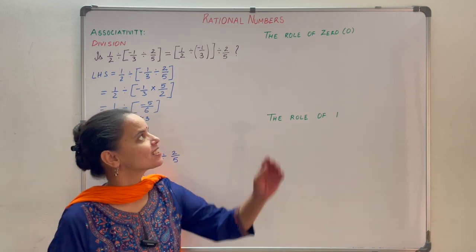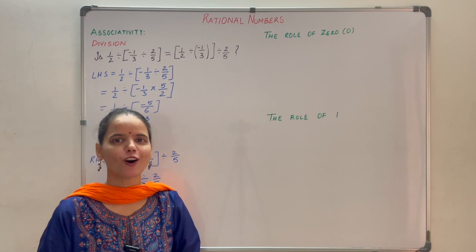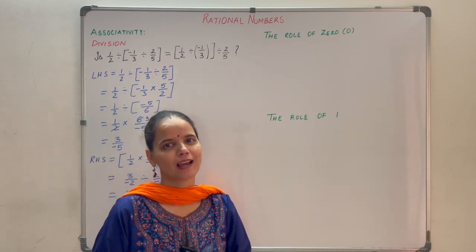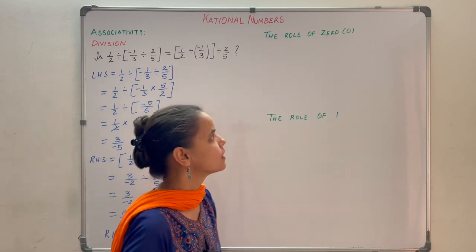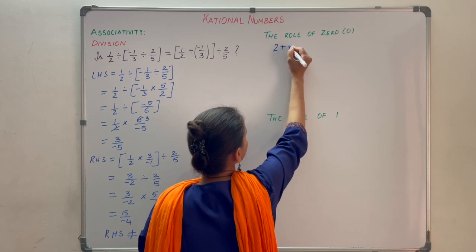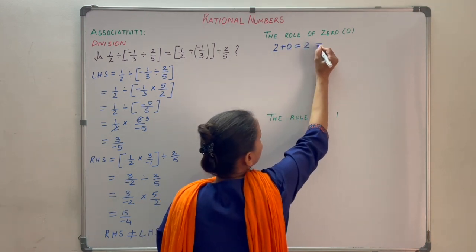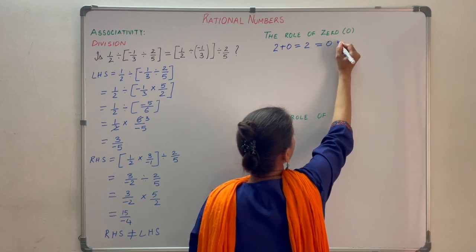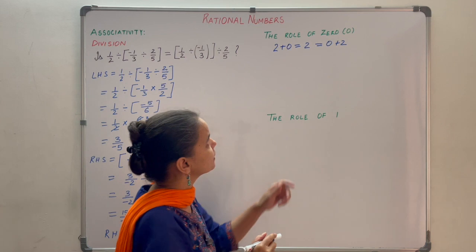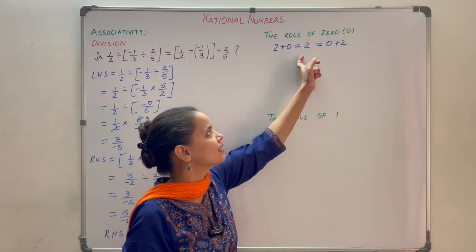Let us now discuss the role of 0. You know that 0 is the additive identity for whole numbers and integers. Let us understand this with the help of few examples. Suppose you have a whole number 2 and you add 0 to it. So what will you get? 2. Or if you add 2 to 0, what you will get? 2 again. So whether you add 0 to any number or any number to 0, you will get the same number.